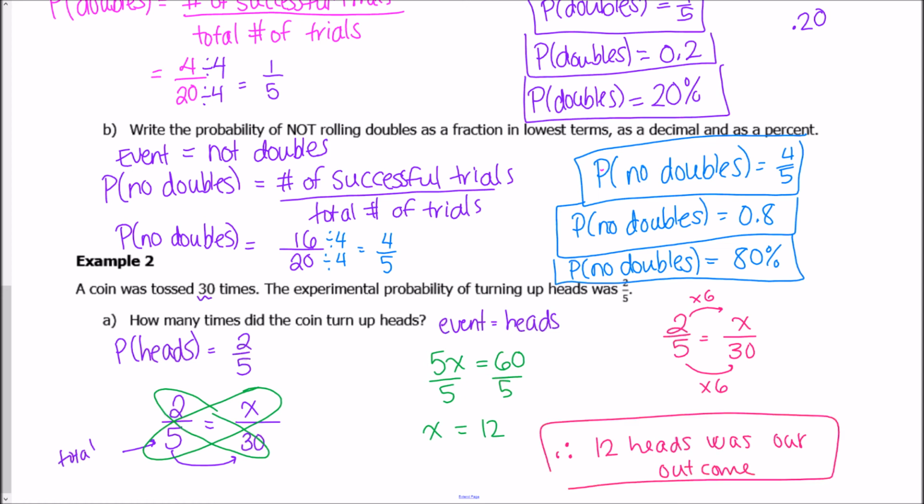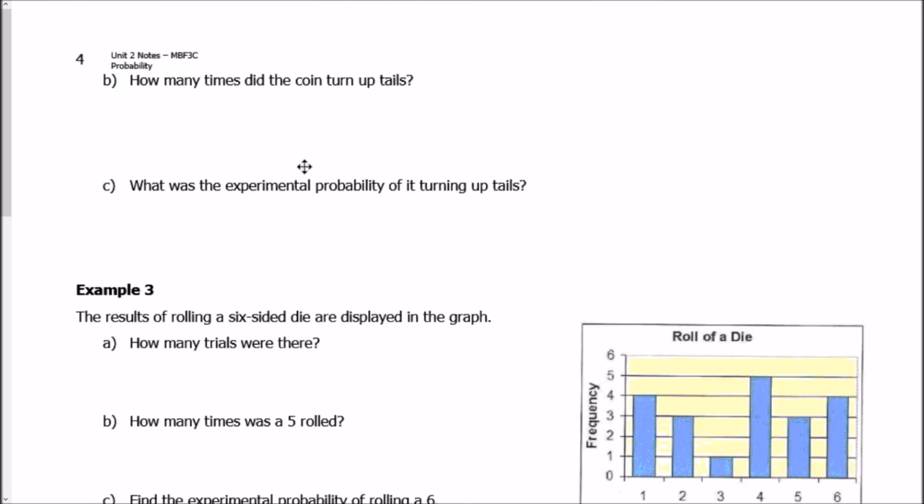Okay. Now, in part B, it says how many times did the coin turn up tails? So there are a bunch of different ways that we could do this. The first way we could do it is see that there were 30 trials altogether, and out of the 30 trials, 12 of them were heads, so the leftover is going to be tails. So we just do 30 minus 12, which is 18. So the coin turned up tails 18 times.